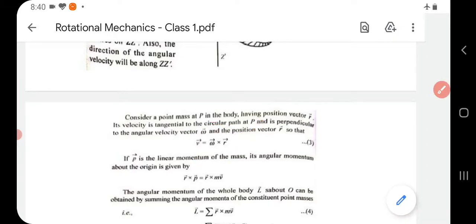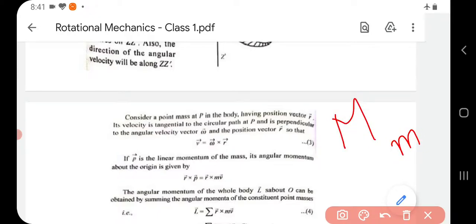Now, here, as I already said, capital M is the mass of the rigid body and small m is the mass of the point mass. Okay, so note that difference.